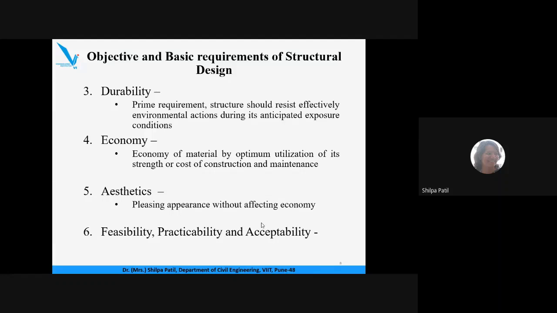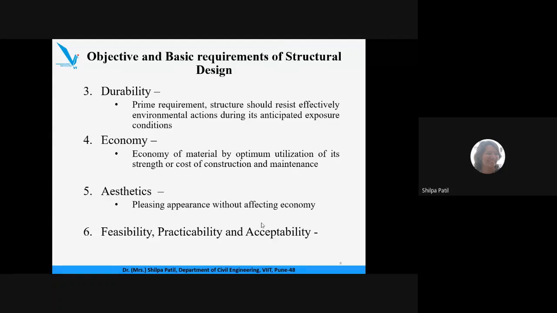Next important point is aesthetic. So giving a pleasing appearance without affecting economy. This is again important. I want to give a very pleasing appearance to my structure. I'm designing in such a fashion, but I also don't want to affect the economy. This is a very, very tedious job actually, like giving aesthetics to the structure and at the same time achieving economy.